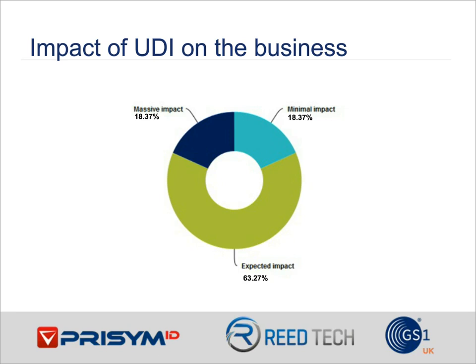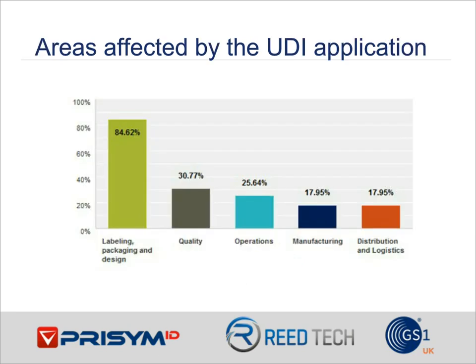So with that, what I'd like to do is take a look at the next slide, which is how it's affected the various departments in those organizations. The question we asked was, areas affected by the UDI application. As you can see, the results here are broad-reaching.